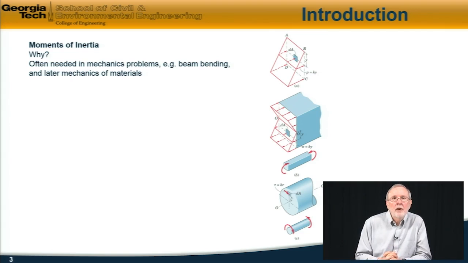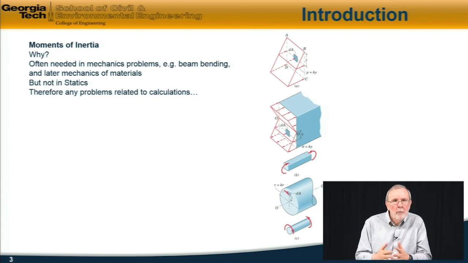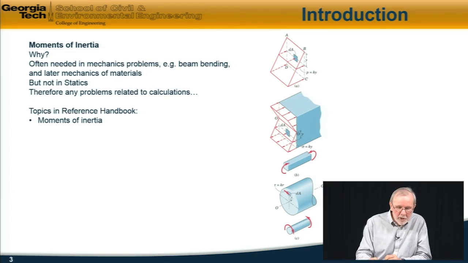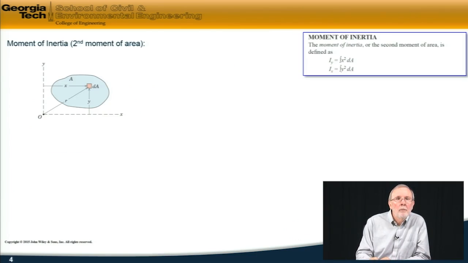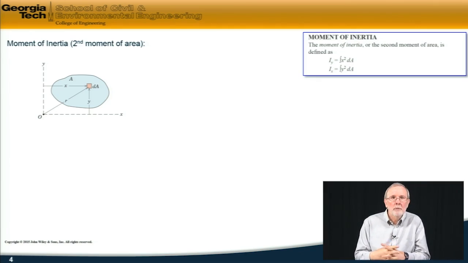And this shows how they can arise, and we'll use this later when we're computing bending moments in beams and torsion in shafts. But we don't use them very often in statics, so mostly in this section the problems will just be related to how you calculate moments of inertia. The specific topics in the reference handbook include moments of inertia, the parallel axis theorem, radius of gyration, and product of inertia. And we'll just look at some of these.